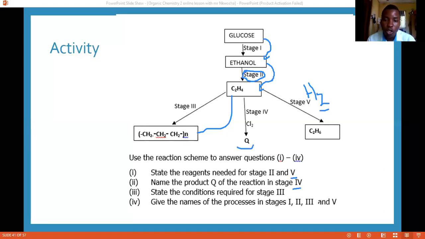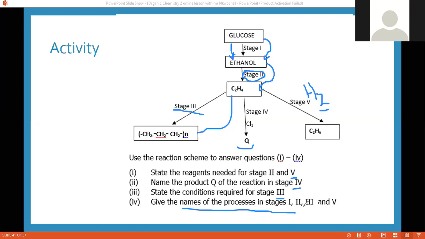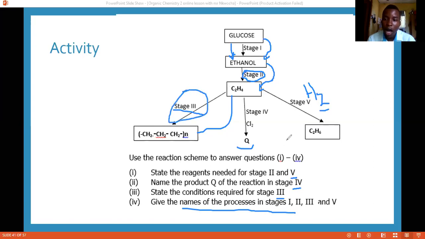1,2-dichloroethane. What are the conditions required for stage 3? Stage 3 is the polymerization. So what are the conditions? Remember, high temperature, high pressure, and catalyst. Give the names of the processes in stages 1, 2, 3, and 5. Stage 1, conversion of glucose to ethanol. We call it fermentation. Your fruit juice being converted to alcohol is fermentation. Then stage 2, ethanol converted to ethene, dehydration. Stage 3, the ethene converted to polyethylene, we call it polymerization. And stage 5, hydrogen added to ethene, we call it hydrogenation.